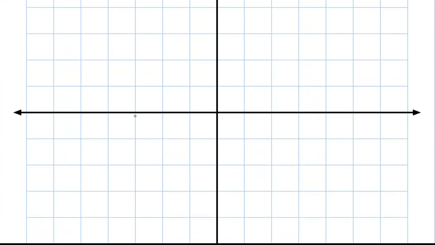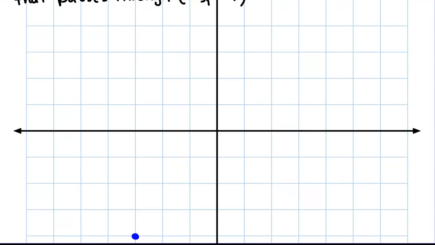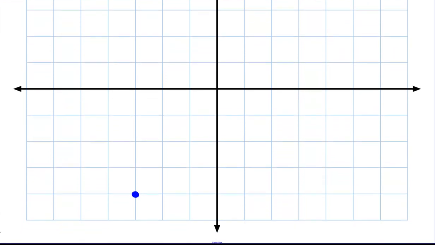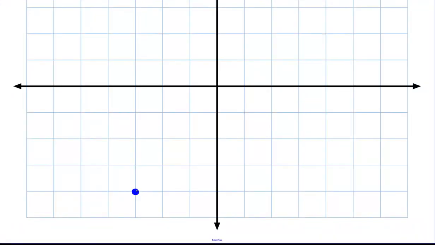So we have 1, 2, -3, and 1, 2, 3, 4. So here is our point. Now from this point, we're going to use our slope of 3 to figure out what we need to do. So now if our slope is equal to 3, we know that all whole numbers have an invisible 1 in its denominator. So that means from our slope of 3, our rise is going to be 3, and our run is going to be 1.